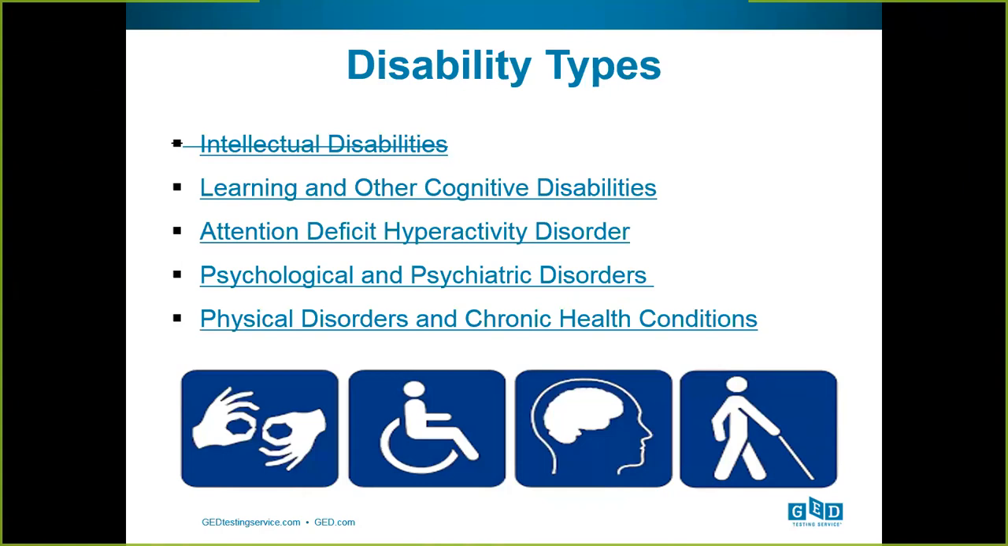Next category is psychological and psychiatric disorders. And then the last one is physical disorders and chronic health conditions. Generally speaking, those two categories, the documentation needs to be within the last year. And the reason is that those conditions can change rapidly over time. And so we want to have the newest documentation we can see to see how those conditions are impacting the candidate's ability to take this high stakes test currently.